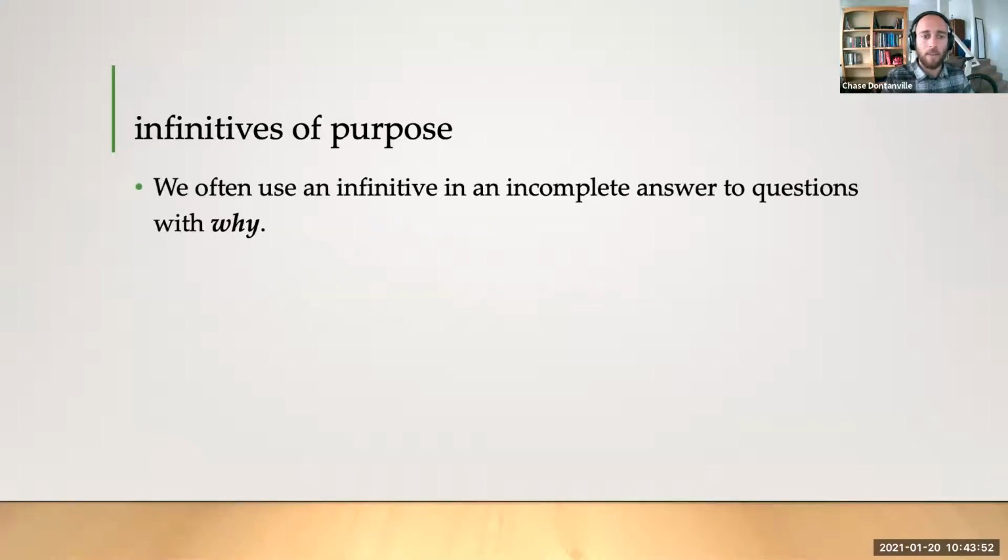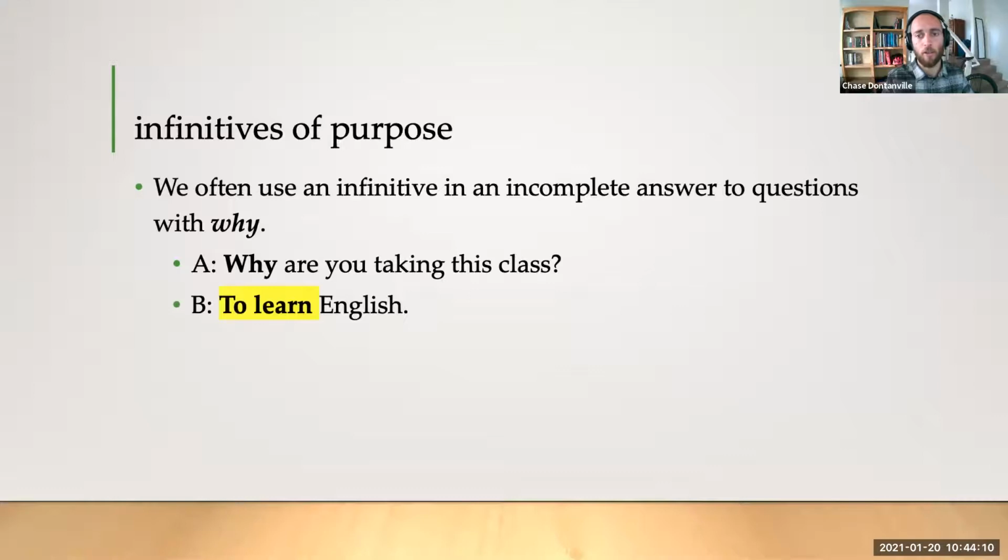We often use an infinitive in an incomplete answer to questions with why. If you're talking to someone and they ask you why, you can use an infinitive to answer. For example, person A: Why are you taking this class? Person B: To learn English. So for short answers to why questions, you can use an infinitive.